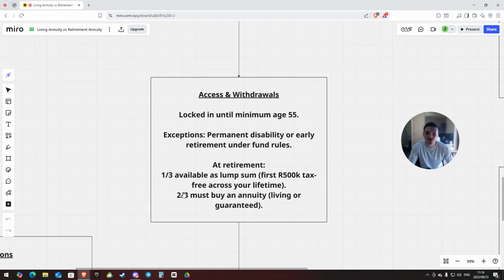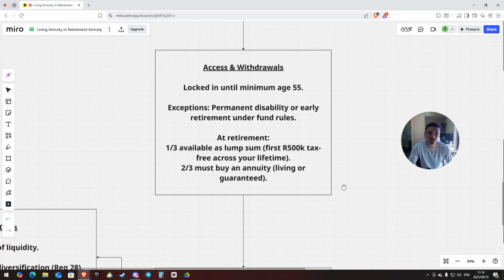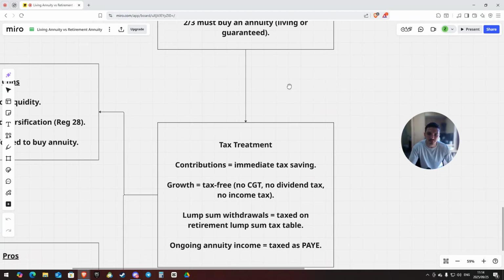The other 2/3 that you get, you have to buy an annuity, for example, a living annuity or a guaranteed annuity. And we're going to go through what exactly these are now. Okay, so the first 1/3 of your retirement you can take out as a lump sum. The other 2/3 you have to buy a living annuity or a guaranteed annuity.